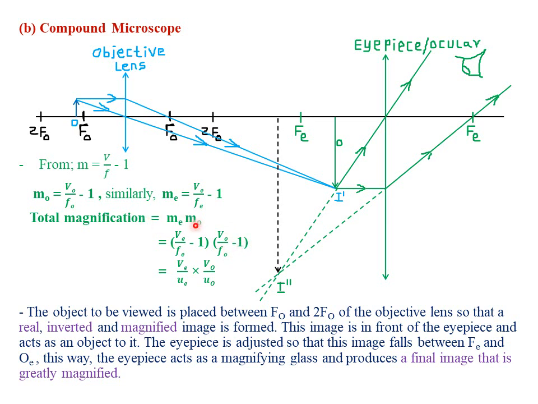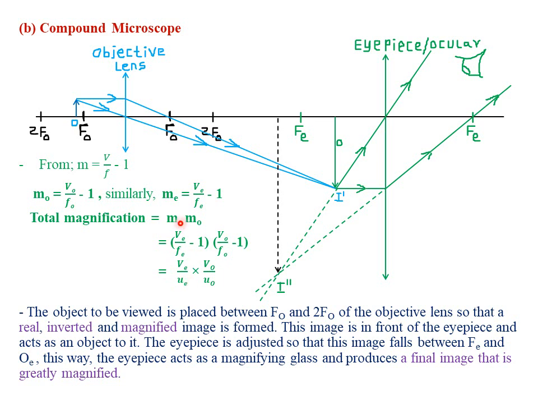But from our previous classes, we did say that magnification can be given by image distance over object distance. Therefore, the magnification of the eyepiece will simply be the image distance of the eyepiece over the object distance of the eyepiece. Then the magnification of the objective lens will be the image distance of the objective lens over the object distance of the objective lens. So any of these three formulas can be used to find the magnification of the compound microscope.